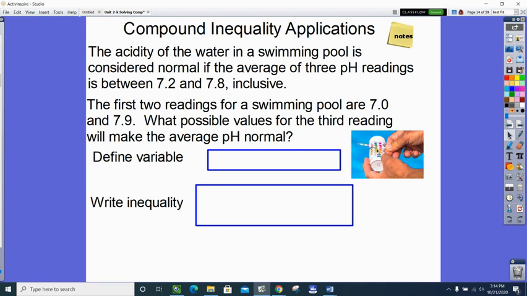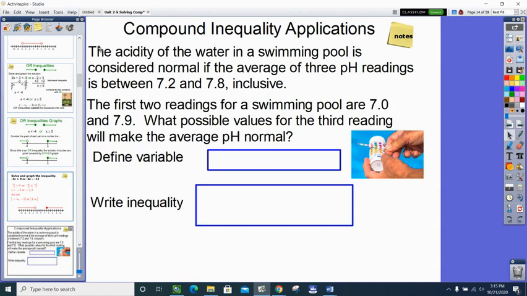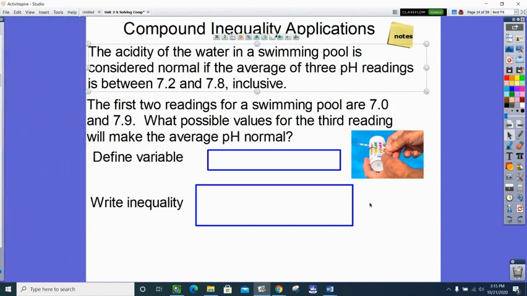You can put this little strip in and you match it to see how your pool's doing. So let's say you go out to your pool and you dip the stick in, and the first acidity reading says that you're at a 7.0, which is below. You're a little nervous, so you do what you have to do with chemicals and such, and then you do it again, and you get a 7.9, which is a little high, right? Now, you're going to do one more, and we want to know what could be the possible readings to be able to get this to be normal.